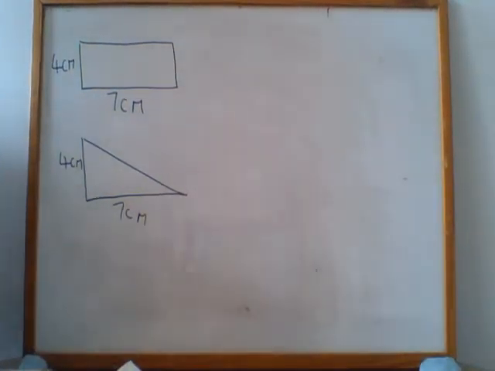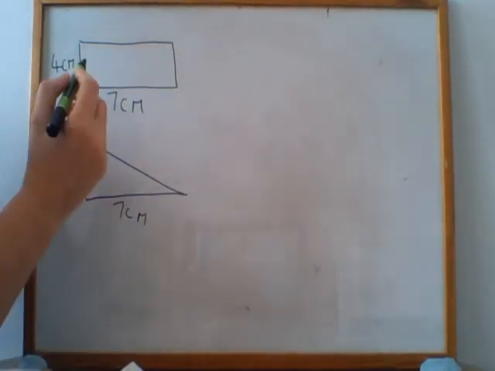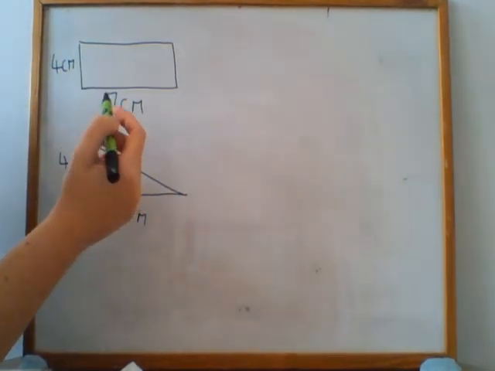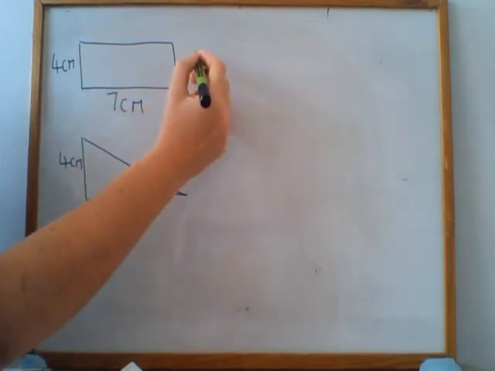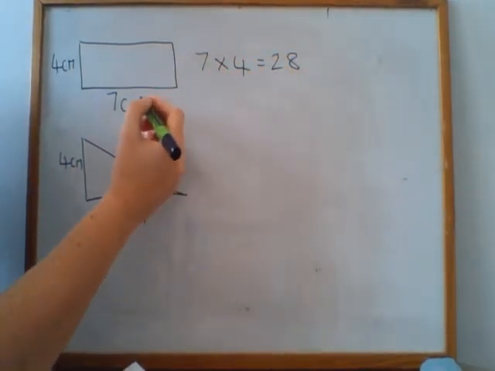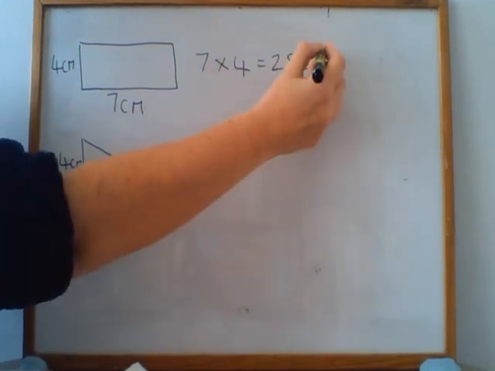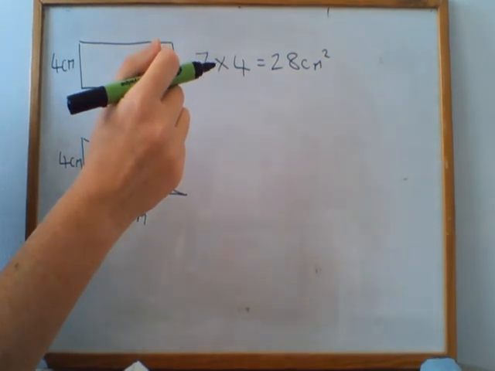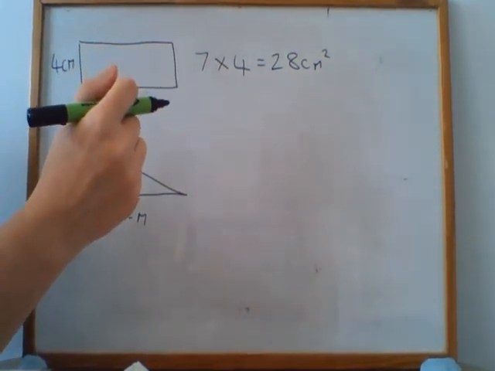So let's look at this exactly as we looked at the one before. We've got the rectangle up here. So the area of our rectangle is length times width. So 7 times 4, which is 28 centimetres. It's area, 2 dimensions, so it's squared. So the area of our rectangle is 28 centimetres squared.